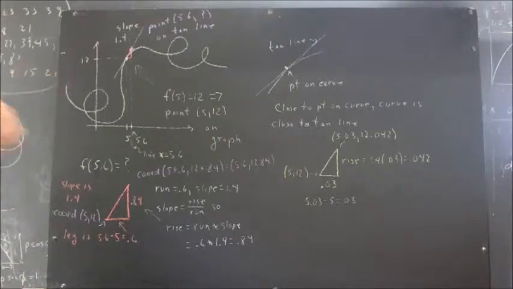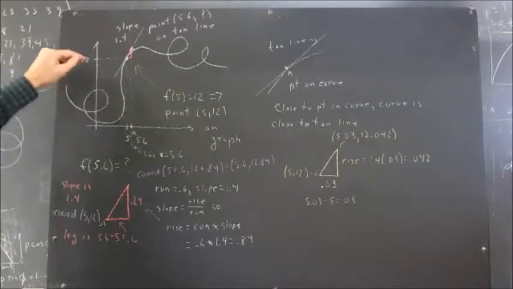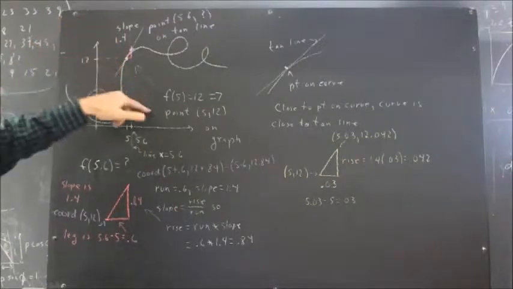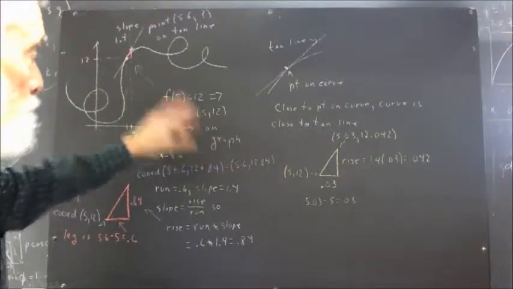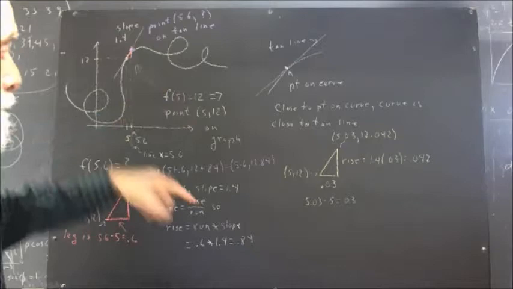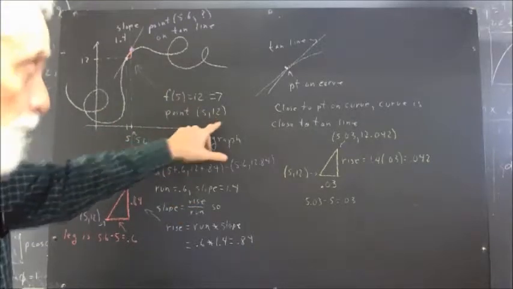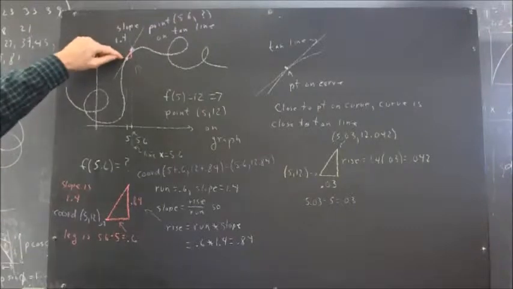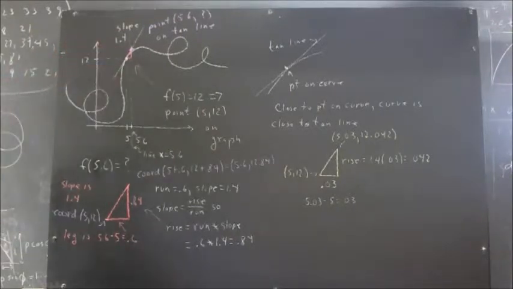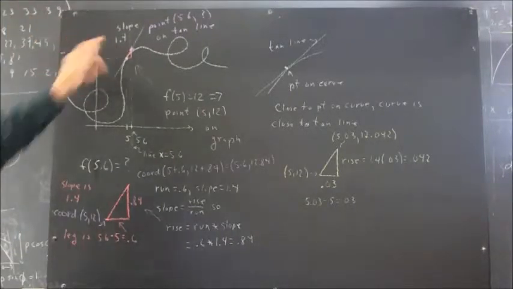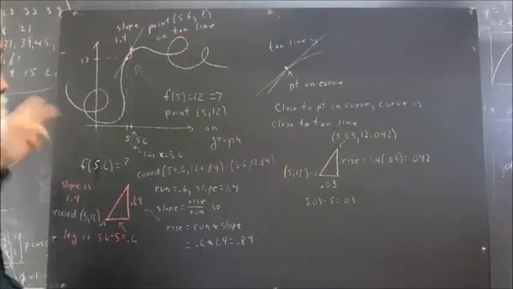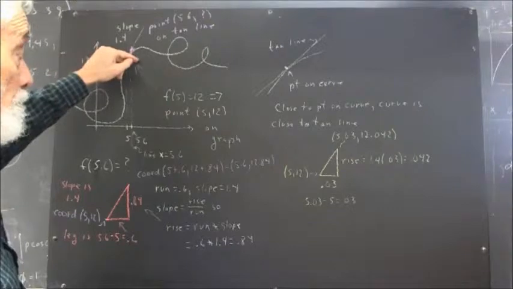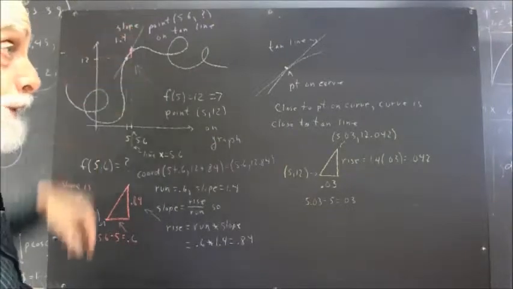You draw a picture, you got 5 here, you got 12 here, you got the point 5, 12, and that's on the graph of f of x. F of 5 equals 12, so we have the point 5, 12 on the graph. We also know that there's a slope of 1.4. Now, a slope of 1.4 means every unit you move over, you move up 1.4.